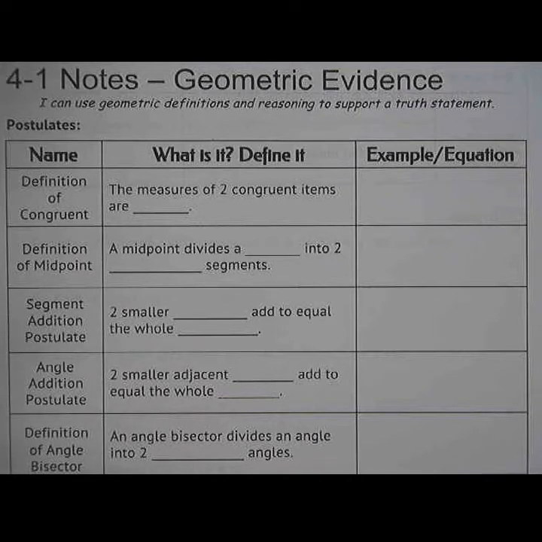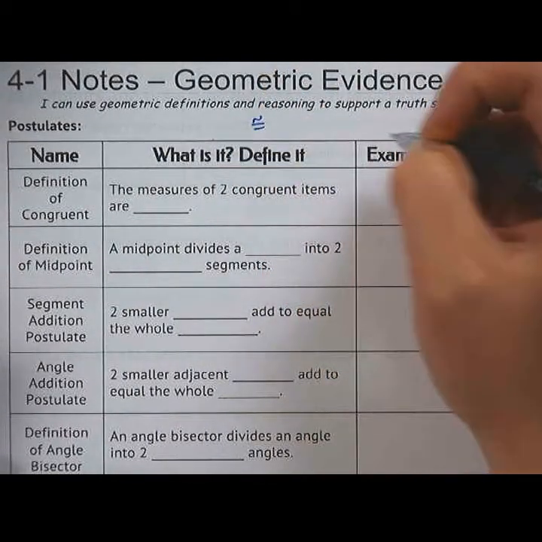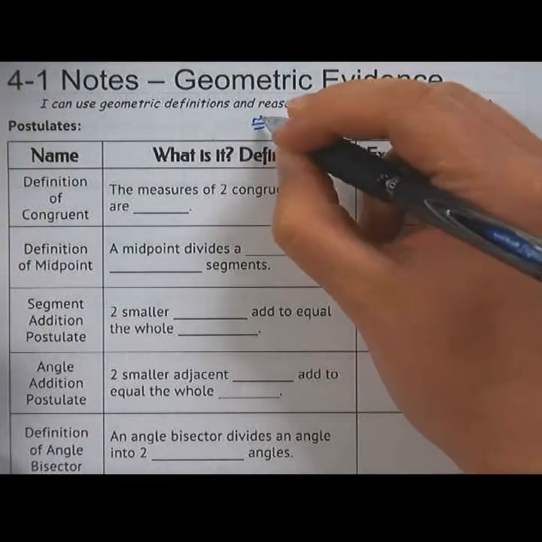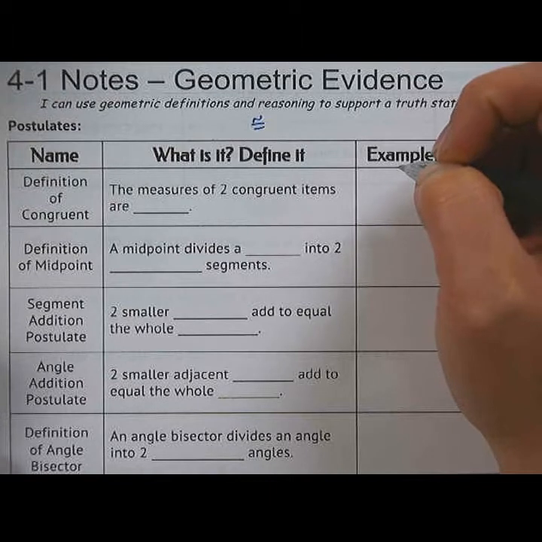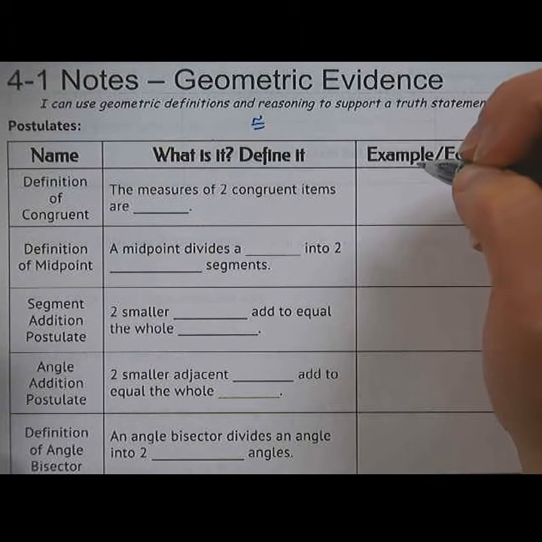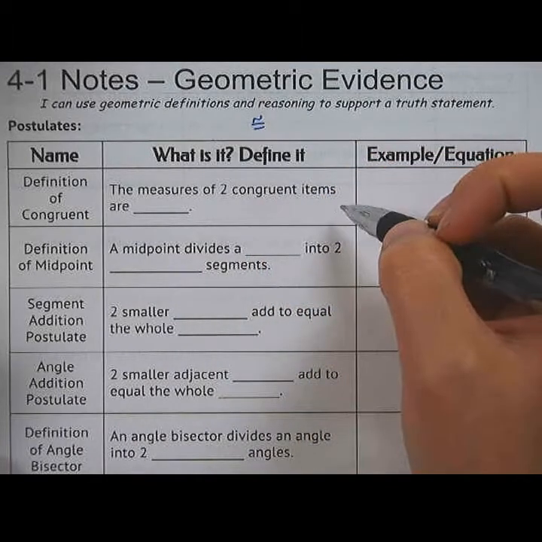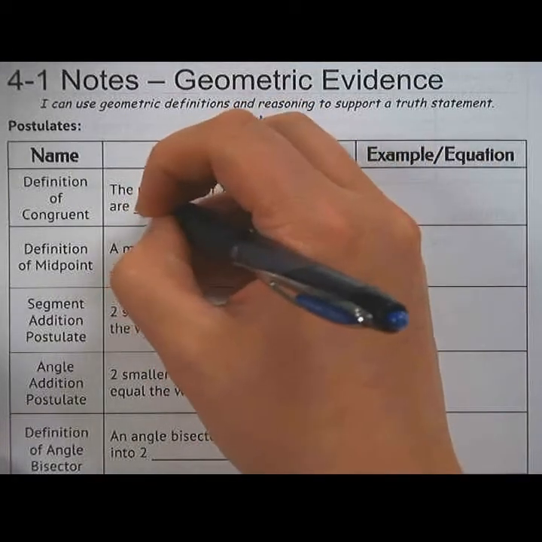The first one is definition of congruent. Now, we haven't talked a lot about congruent in this class, but the congruent symbol looks like this. It's like an equal sign, but with a little squiggle above it. And it's kind of like equality, but for things like angles and line segments and things like that. So the definition of congruent is that the measures of two congruent items are equal.